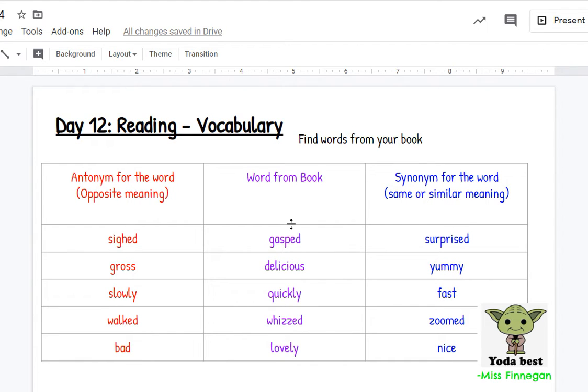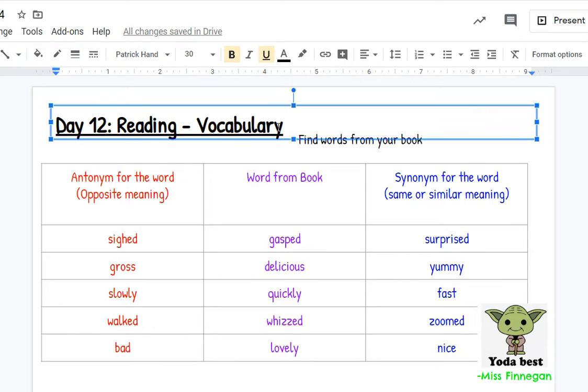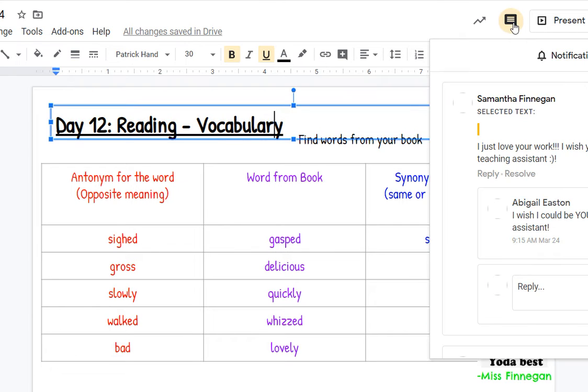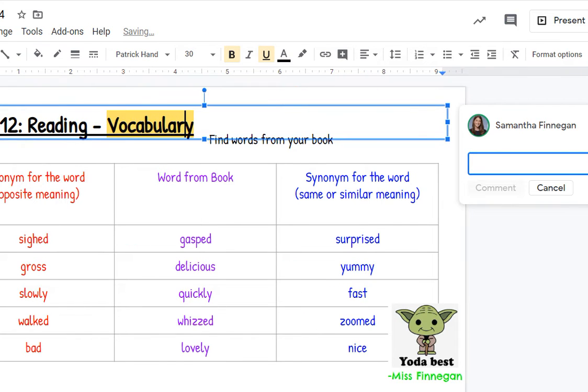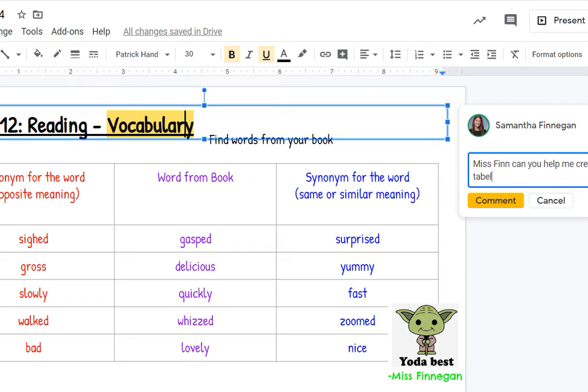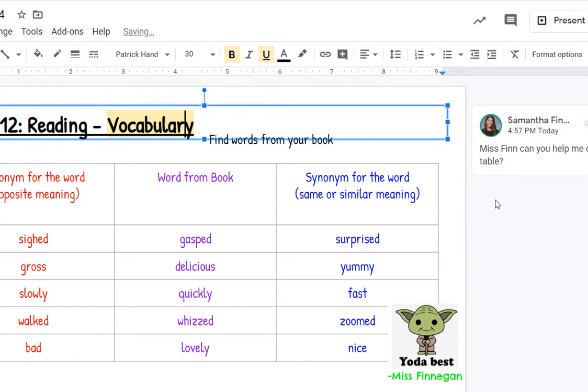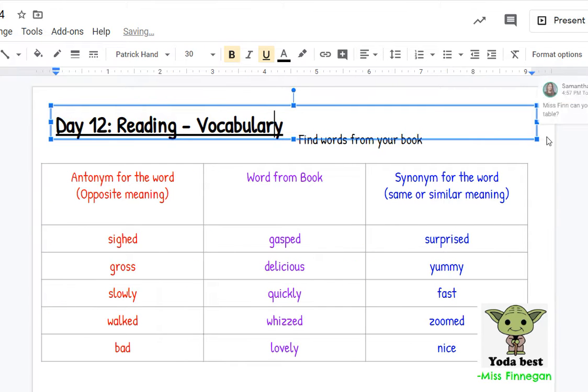If you don't know how to create a table and you want to work on this assignment today, here's what I'm going to suggest you do. If you ever need any of my help, click on a word, and up here is where you create a comment. When you add the comment, you might say, "Miss Finn, can you help me create a table?" And then you write comment. When you comment, it goes right to my email so I can help you super quickly.